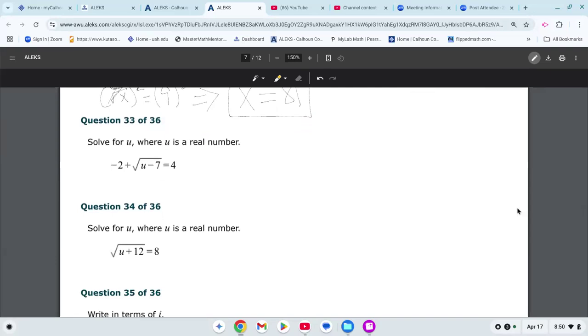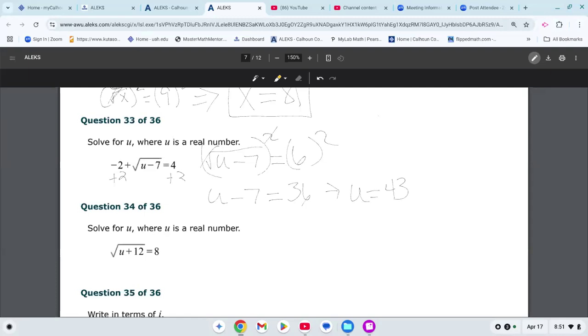Now, for number 33, I need to isolate my radical by adding 2 to both sides. So that gives me square root of u minus 7 equals 6. At that point, I'm going to square both sides. And that gives me u minus 7 equals 36. And when I add 7, that gives me u equals 43.